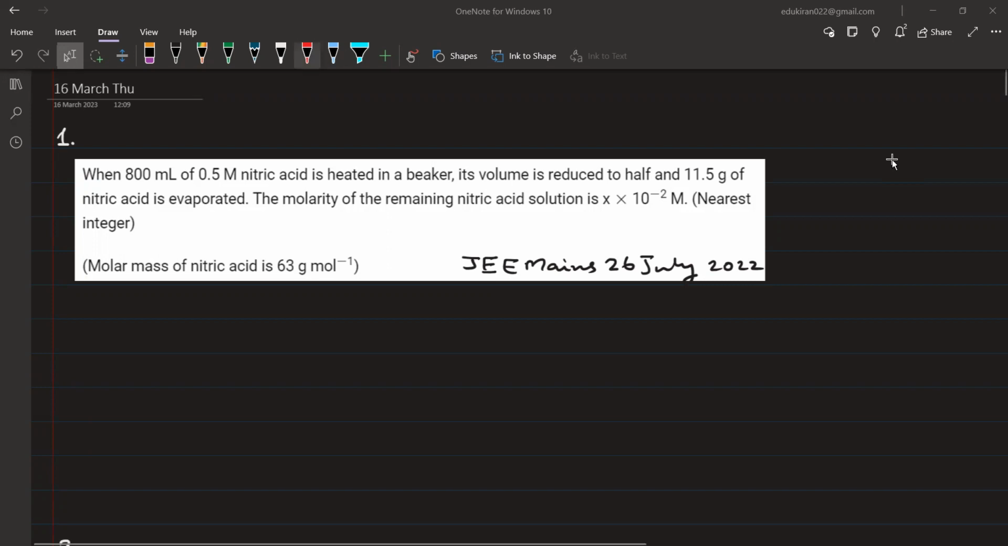Start with calculating the number of moles of nitric acid. Okay, from here you calculate the number of moles of nitric acid. You have 11.5 gram of nitric acid evaporated. You have the mass, and the molar mass of nitric acid is given, right? From here, what can you calculate? You can also calculate the number of moles of nitric acid that has been evaporated, and then you subtract this number of moles from this number of moles. Then you will get the remaining number of moles of nitric acid, and then you can calculate the molarity.